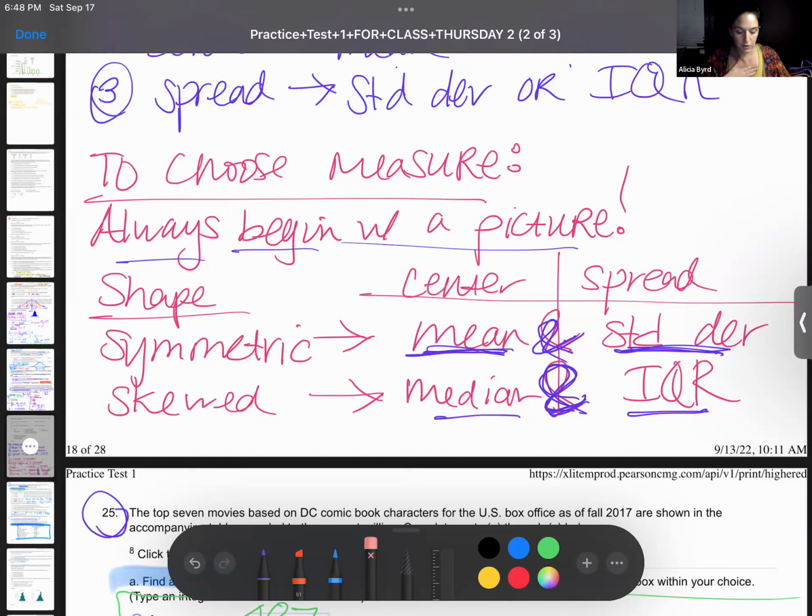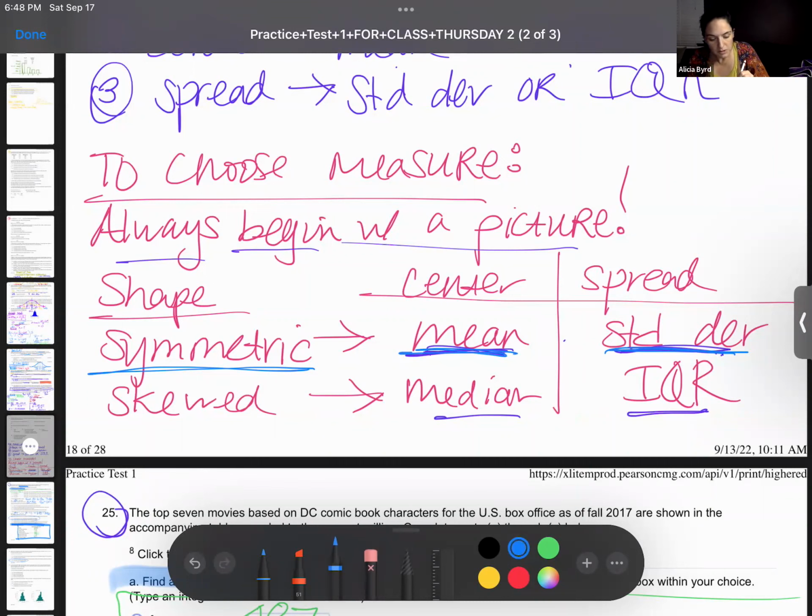So for the shape, we look at whether it's symmetric or skewed, and depending on which, you're going to use either the mean and standard deviation or the median and interquartile range. If your data is symmetric, then you will use the mean and the standard deviation. Mean and standard deviation are linked. You want to think about it like these guys are married. You aren't going to use mean with interquartile range. You'll never do that. You will always use the standard deviation if you are using the mean.